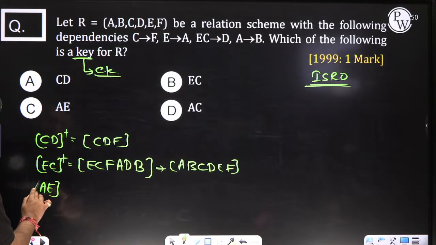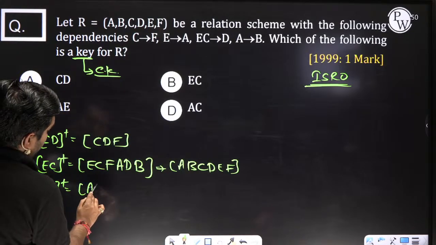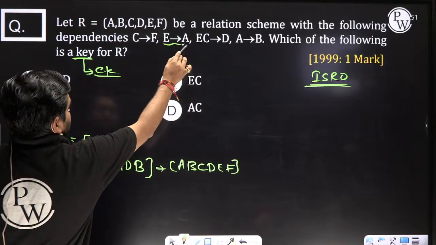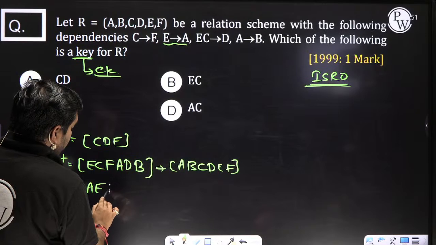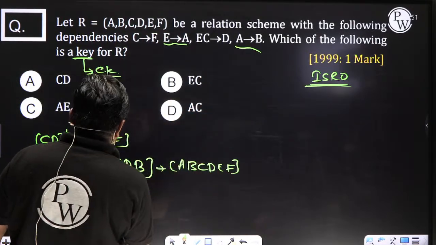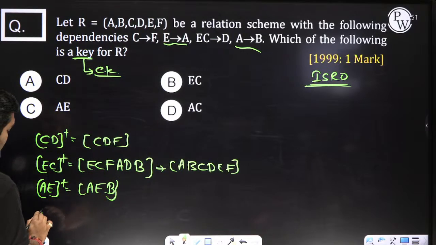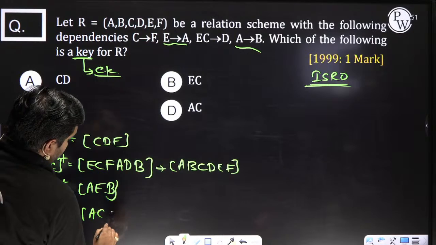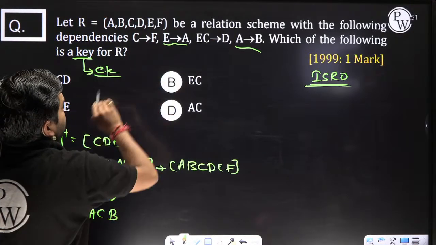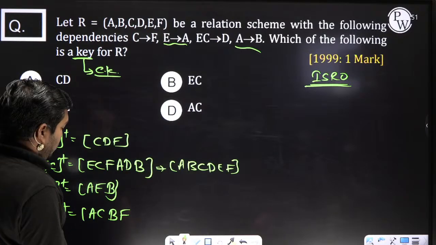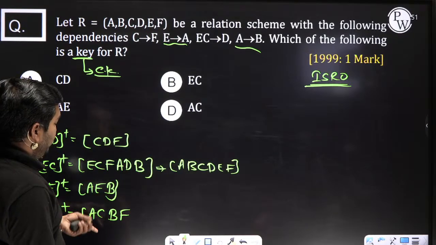Next, AE closure. When we take the closure of AE, first of all AE, and A determines B, that's all, because we are not getting C. Now, AC. What is happening? First of all, A, C, and A determines B, and C determines F. Can we get E? No, we don't have E.